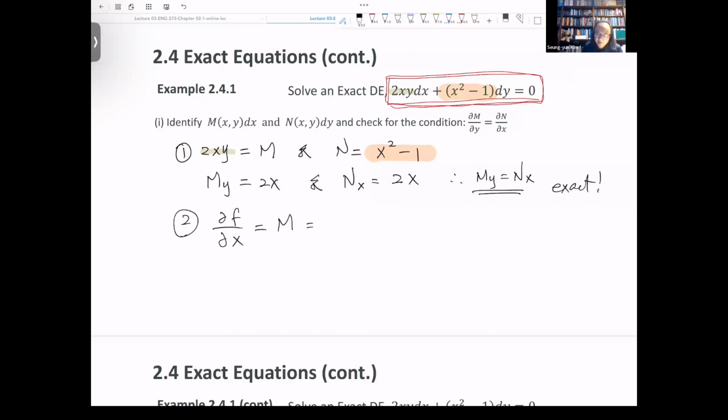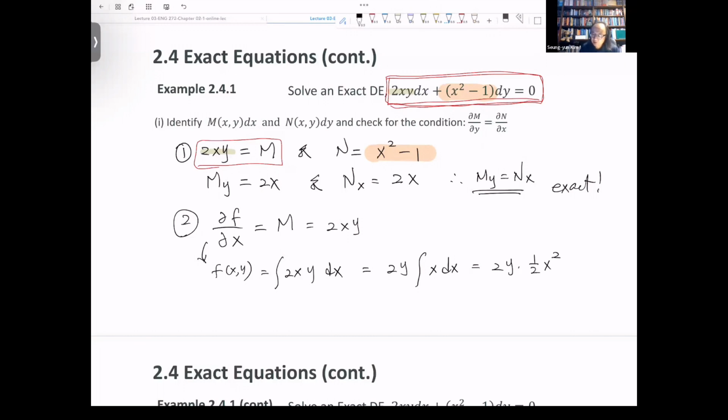We set M up there, so 2xy. Now we need to find f using this. That means we need to take the integral of 2xy with respect to x. That equals 2y, since y is the constant, times 1 over 2 x squared, plus c. That c is for any constant, including y terms, because it was the partial derivative with respect to x, right?